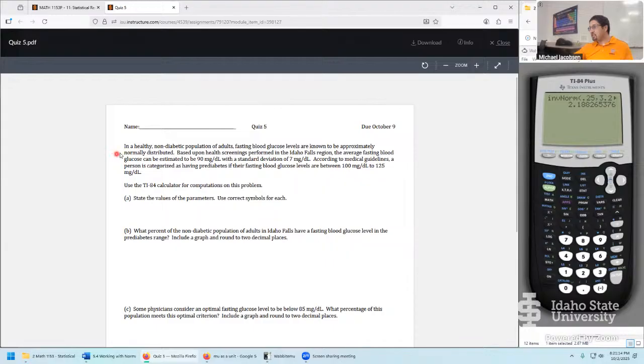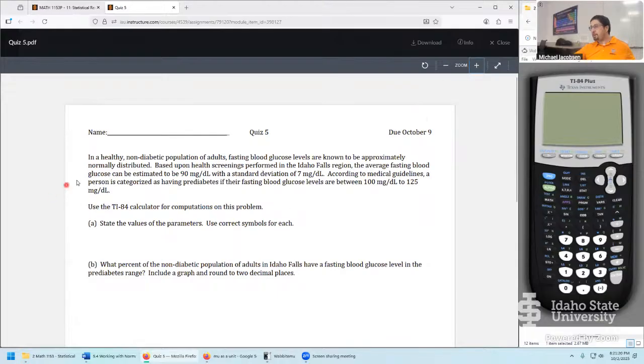So it tells us in a healthy non-diabetic population, fasting blood glucose are known to be approximately normal. And we call this Idaho Falls region. It's made up data, but it makes it seem personal now. Let's assume, for the sake of a math problem, in Idaho Falls, the average fasting blood glucose is this value. So that's the parameter mu. Standard deviation in this value is sigma. And according to medical guidelines, a person is categorized as having pre-diabetes if your fasting blood glucose is between 100 to 125. Not medical advice. This is just a random math problem.